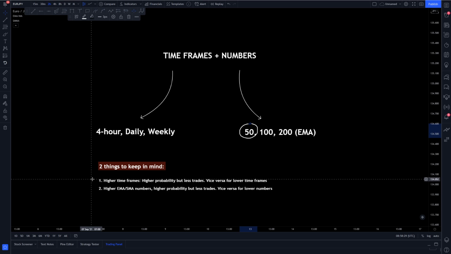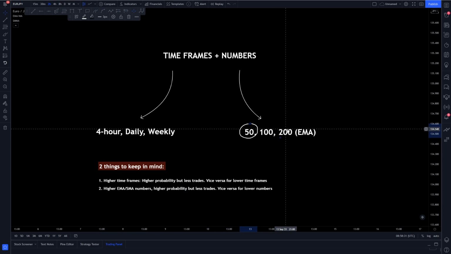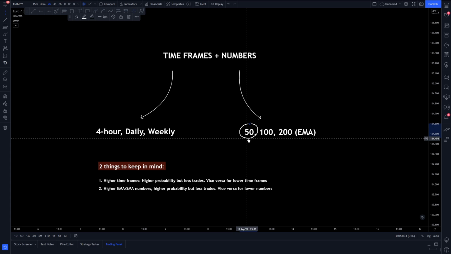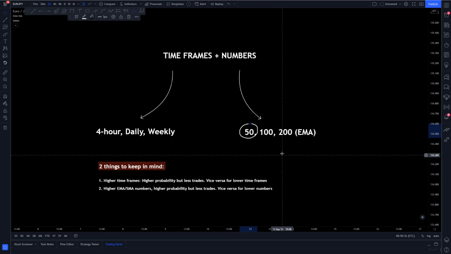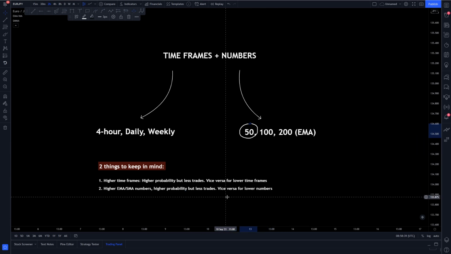but the same goes, you'll have fewer trades. So with the 200, you'll have fewer trades than with the 50, but you'll have a higher percentage and better probability. And vice versa goes for lower time frames.